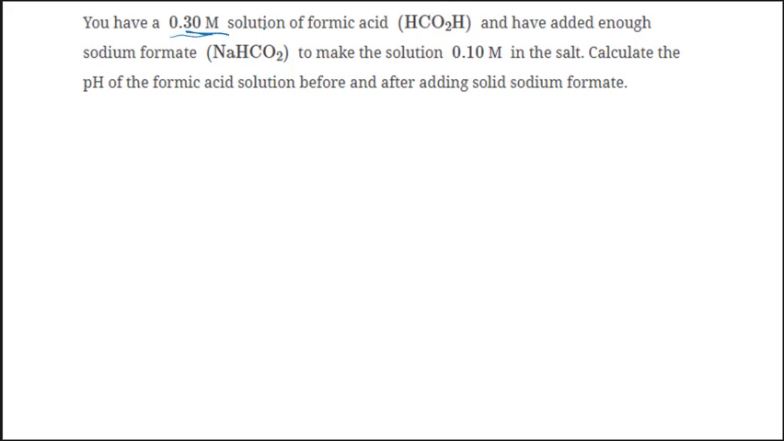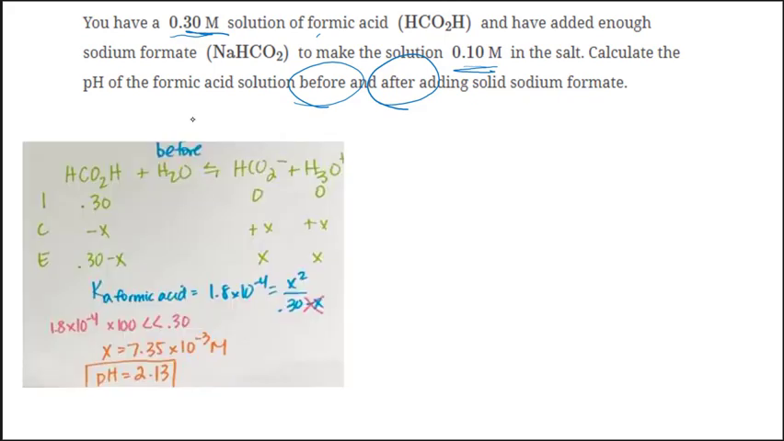Here's another example. We have a 0.3 molar solution of formic acid and have added enough sodium formate to make the solution 0.1 molar in the salt. Calculate the pH of the formic acid solution before and after adding the conjugate base. Let's look at the before first. We're going to set up our ice table like we are used to doing. I originally have 0.3 molar of the formic acid, formic acid, again, in water to give me the formate ion and our H3O+. And I originally had none.